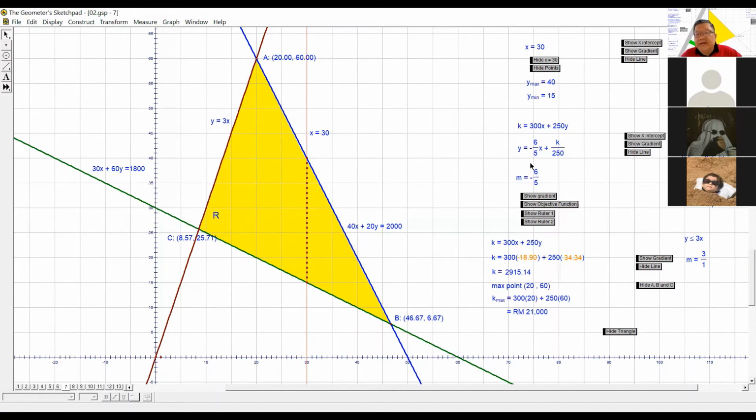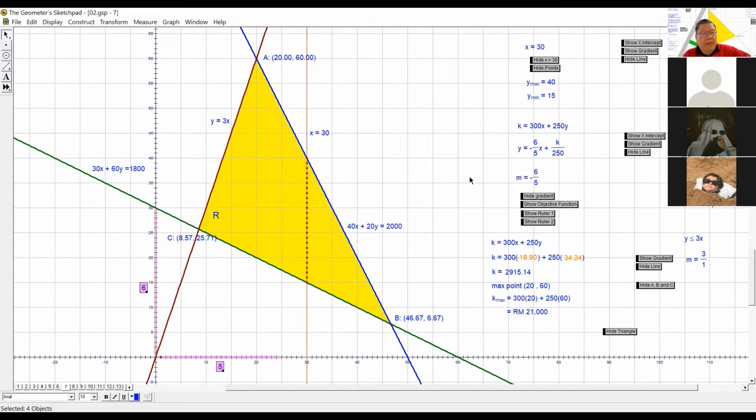The gradient is negative 5 over 6. I can draw this gradient for the objective function. This one is called the objective function: the function that you want to maximize or minimize, which can move up and down. And the gradient of the objective function is always known, right? So it's 5 over 6. I'm going to draw this gradient negative 5 over 6.